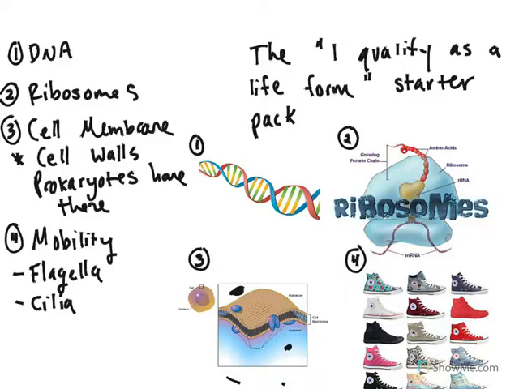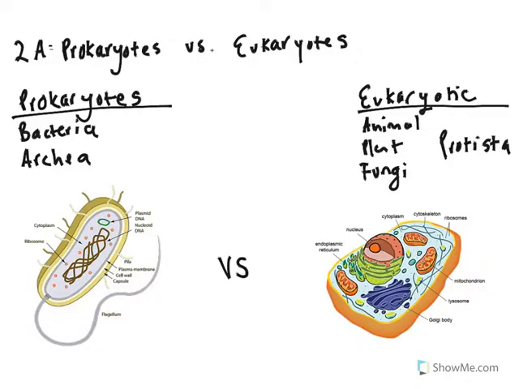You can see here on the back slide that this prokaryote has a nice flagellum that's going to allow it to swim through and move around in its environment, depending on what it is.